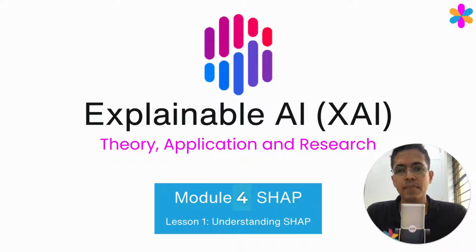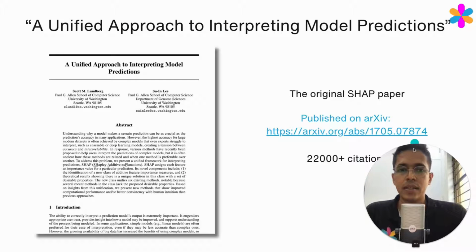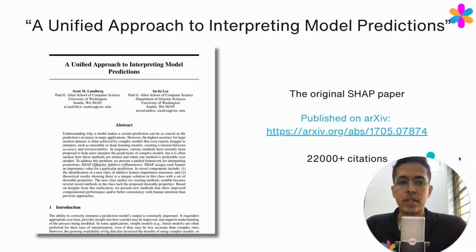SHAP is a very commonly used method within Explainable AI for explaining the features which contributed maximum towards an ML model making a certain prediction. So we'll learn the basics about SHAP, and in the following lectures, we'll also see how to implement SHAP for various problem statements. This is the original paper which proposed the SHAP method.